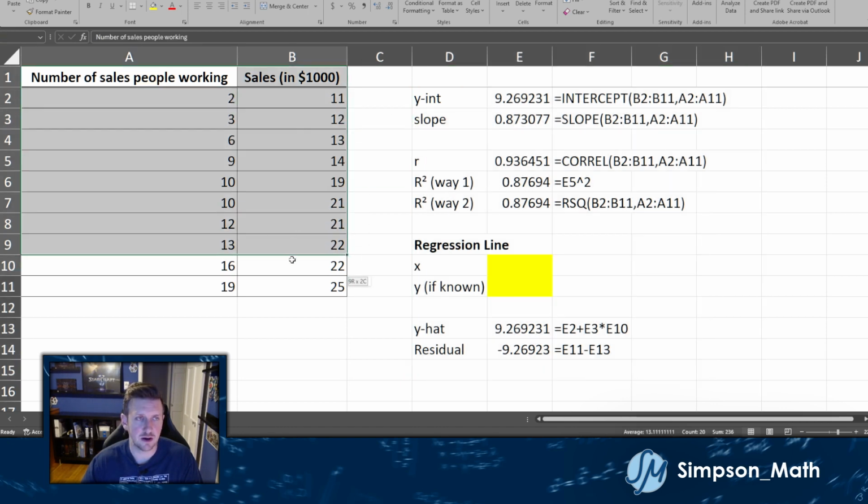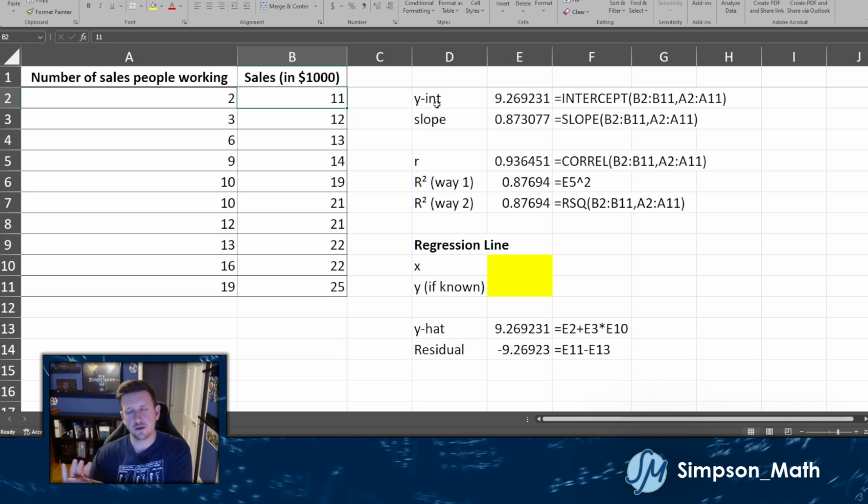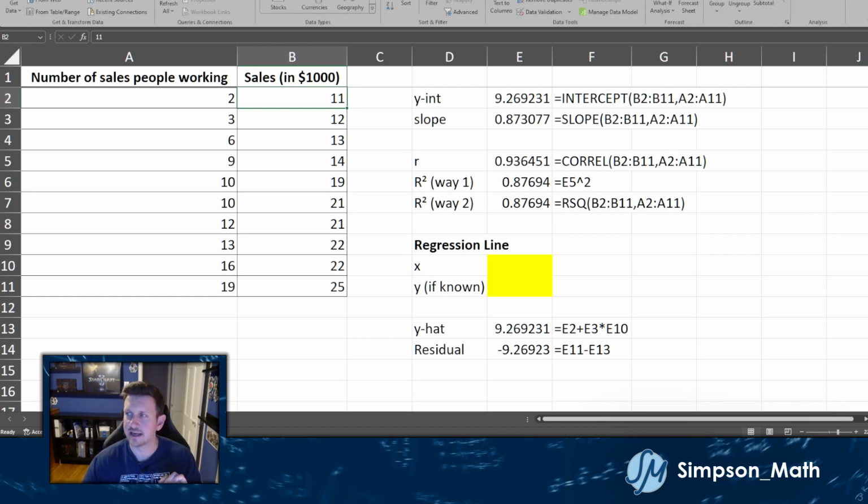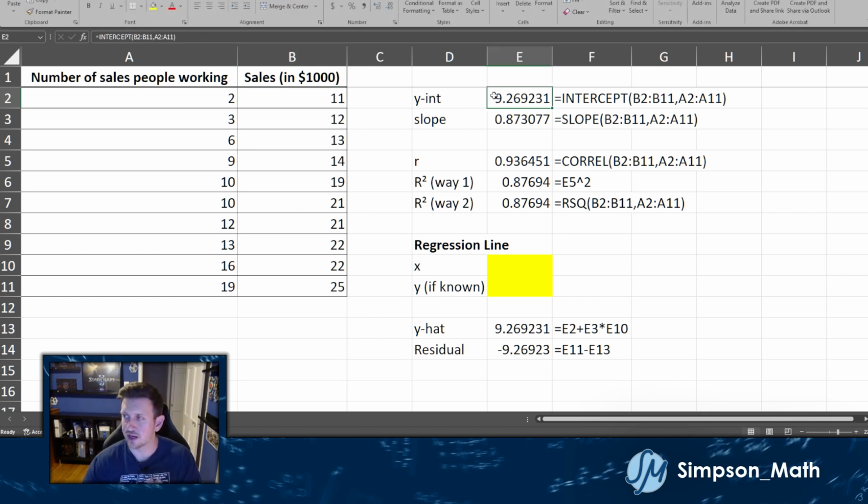So I've just zoomed in on my number of salespeople working and my sales. There are other more fancy ways. I'm doing kind of just a direct approach to directly get the functions we want. There's one way you can use the Data Analysis ToolPak. You don't see that, but you go to Data, and if you have the Data Analysis ToolPak turned on, you could use that. I'm showing you just how to use the native built-in functions.